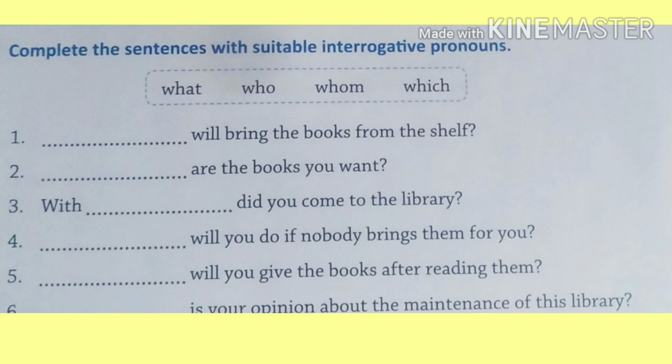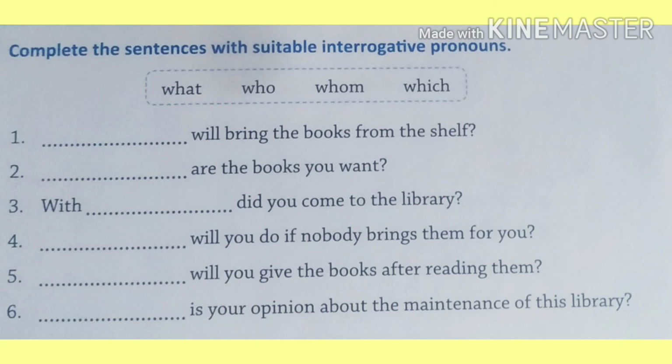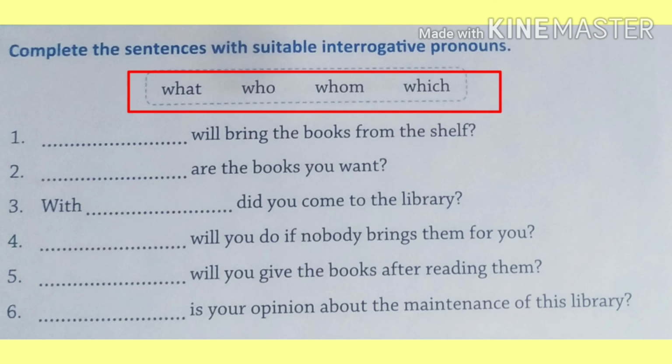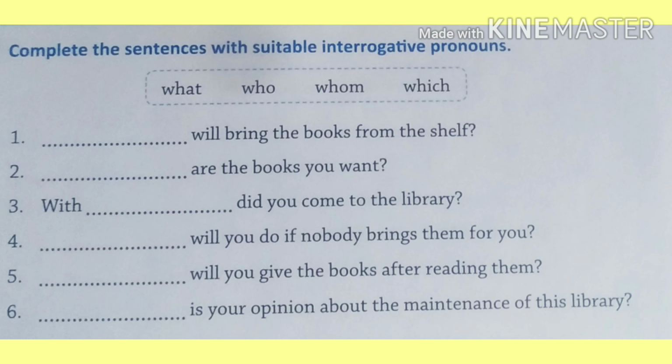And here you have to complete the sentences with suitable interrogative pronouns. And the options are given in the help box. And the sentence number 1 is dash will bring the books from the shelf. And the correct answer is who will bring the books from the shelf. Now look at the sentence number 2. Dash are the books you want. And the correct answer is which are the books you want. So here also rest of the sentences you will do it yourselves and comment me the answers in the comment section.